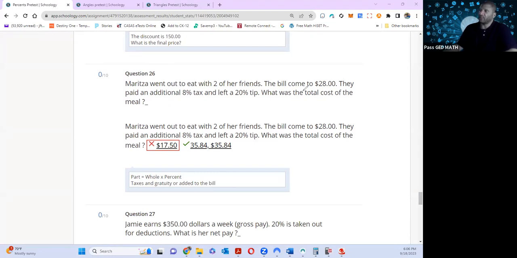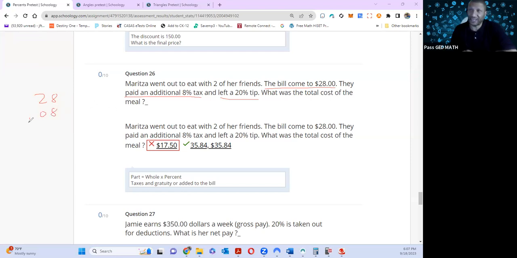Maritza went out with two of her friends. The bill came to $28. So that's a given, so we're gonna underline that. Always identify your givens. They paid an additional 8% tax and left a 20% tip. What was the total cost of the meal? So first of all, I gotta find the part, and we gotta find the tax first. So understand how your bill goes. They give you your total, they charge you tax, and then you got a new total, right? And then based on that total, you figure out the tip, right?